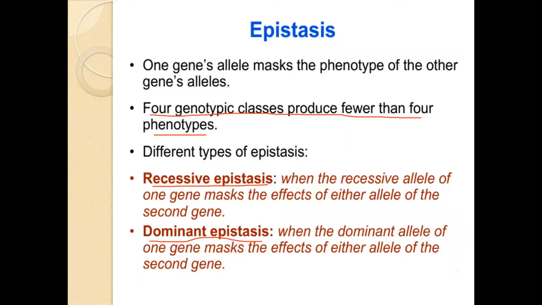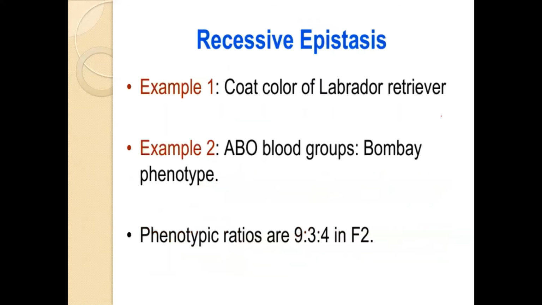When the recessive allele of one gene masks the effect of either allele of the second gene, we call it a recessive epistasis. When the recessive gene is present in a homozygous condition, it is able to mask the effect of the other gene. In case of dominant epistasis, when the dominant allele of one gene masks the effect of either allele of the second gene, we call it a dominant epistasis.